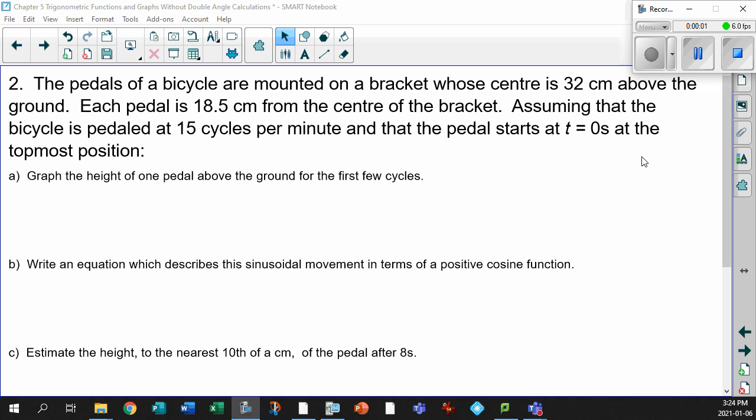Have you noticed that a lot of these sinusoidal functions all follow the same pattern? You've got a maximum, you've got a minimum, and away you go. You've got a period of time. Okay, so look how this is no different.